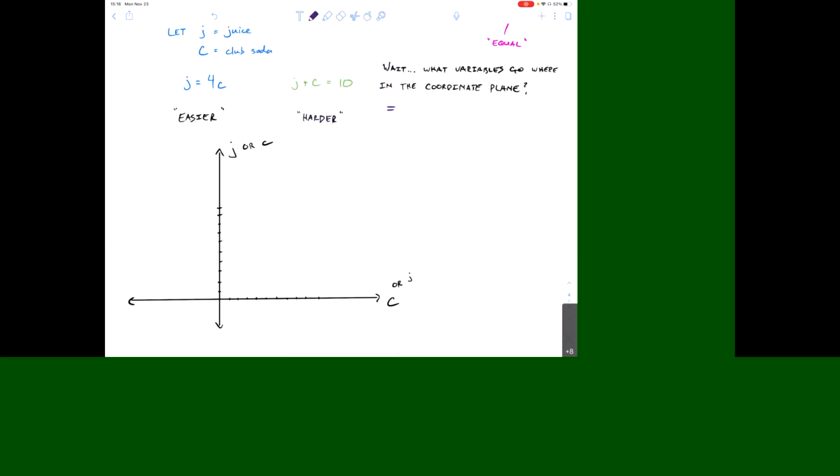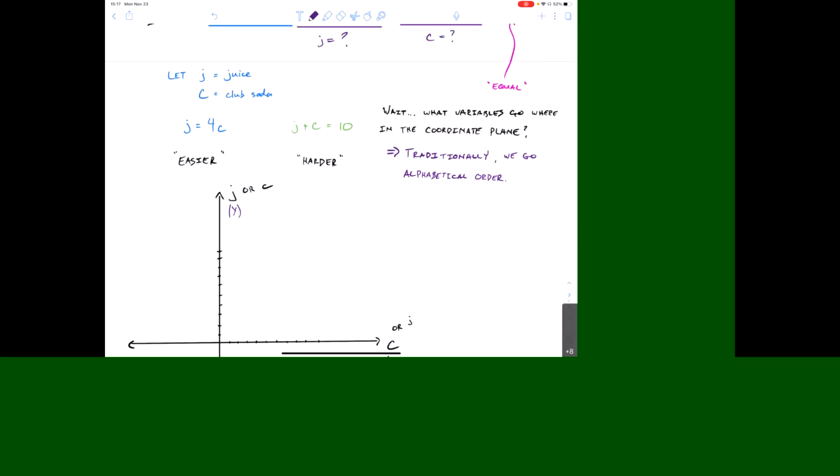So here, let me tell you this. Traditionally, in mathematics, you go alphabetical order. So, in other words, we normally go in parentheses here, X and then Y. So if that's the case, we're going to go C and then J, and then you'll see what happens. No pun intended.